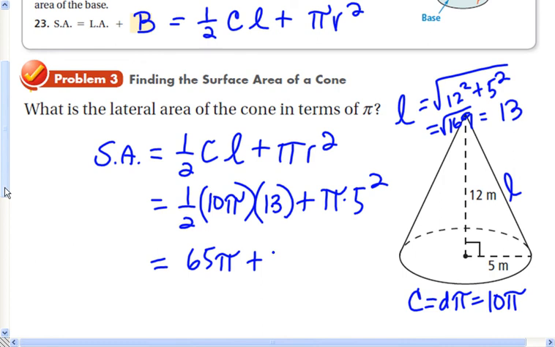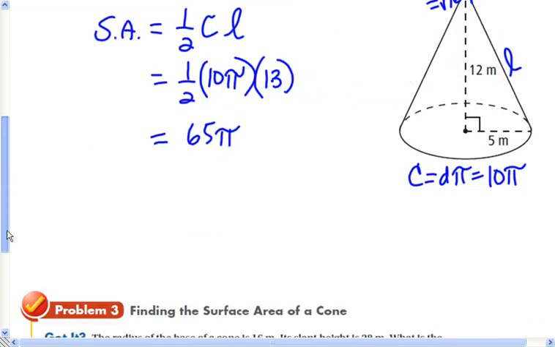well, wait, we just wanted to find the lateral area, so I did a little bit extra work here. We don't need to add the area of one base, so we're done right there. In terms of pi, the lateral area is 65 pi. All right, I'll let you try that.